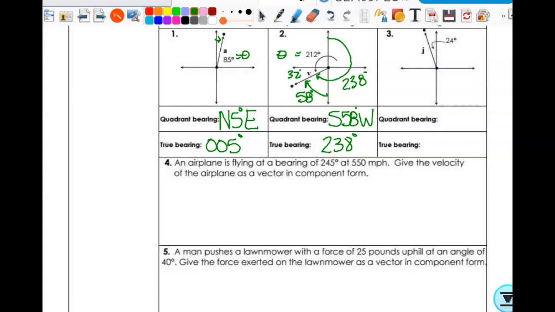Okay, so on number 3, they did not give us theta. So let's think about what theta is here. What would theta be on number 3?